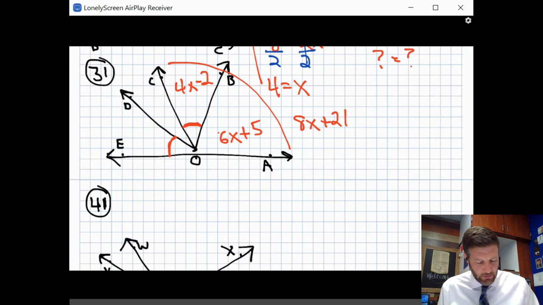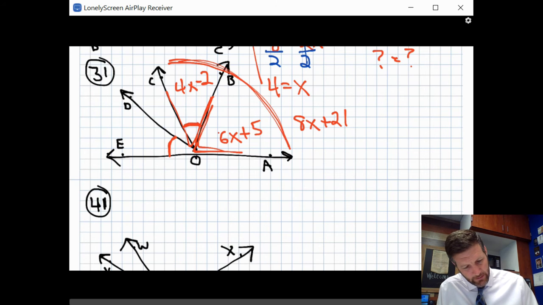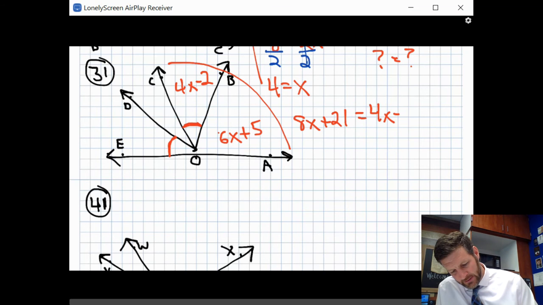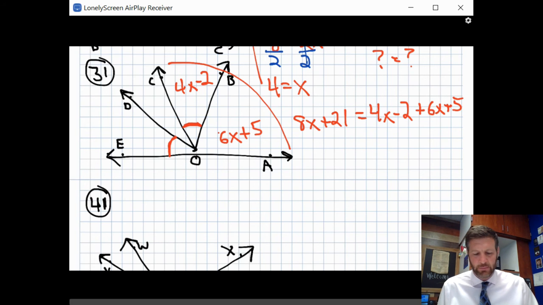Well, in this case, again, you can see that I have one angle here, and if I add this angle next to it, I will get the entire angle here. So in other words, the 4x minus 2 plus the 6x plus 5 equals the total. Or I'll just actually use my total here. 8x plus 21 equals the other two smaller angles added up to it. So 4x minus 2 plus 6x plus 5 is what's equal to that larger AOC angle, 8x plus 21.